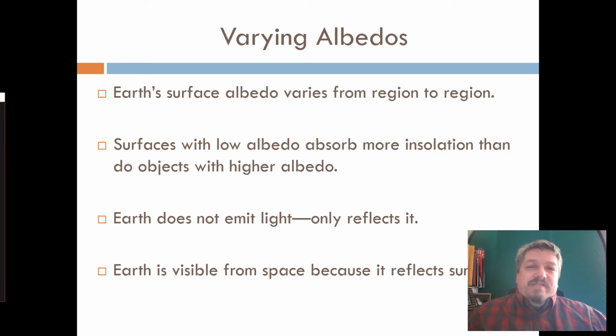The Earth, by the way, really doesn't emit light. It just reflects it or absorbs it. So that's the only reason why we can see the moon from space, or if you're on the moon, you can see the Earth. It's the albedo, actually, the reflection.